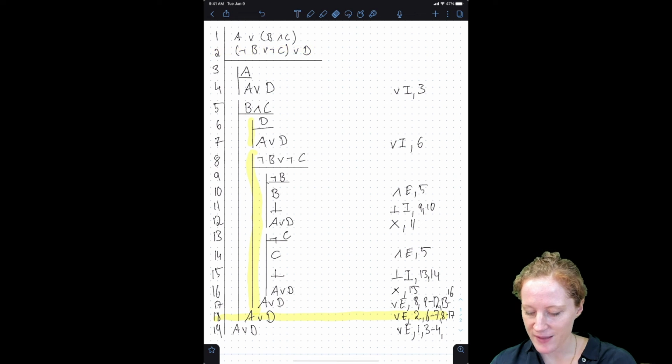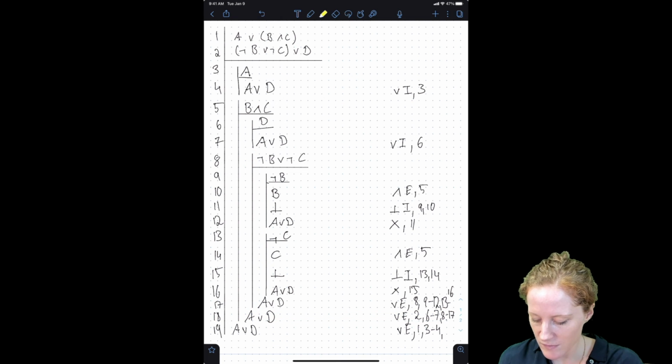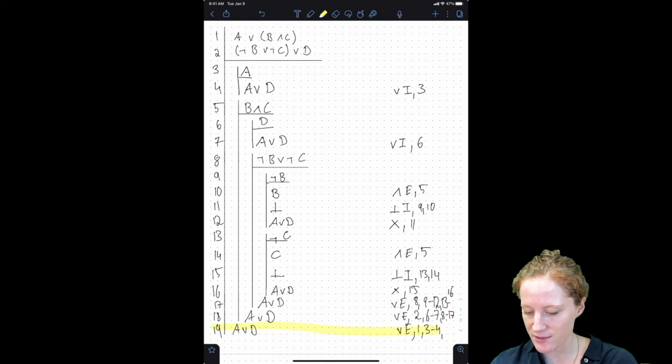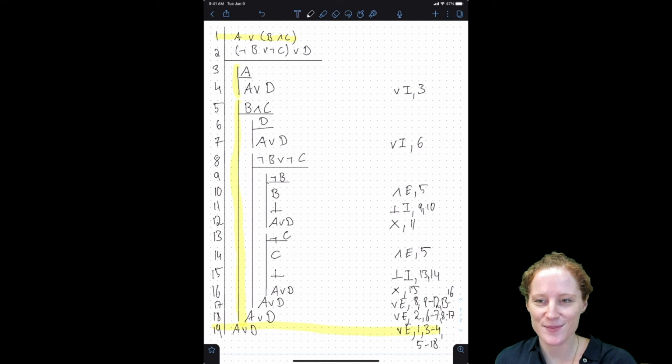And then my final conclusion in line 19 is justified by disjunction elimination applied to line 1 and line 3 to 4 and the second subproof from 5 to 18. Okay, and that completes my proof.